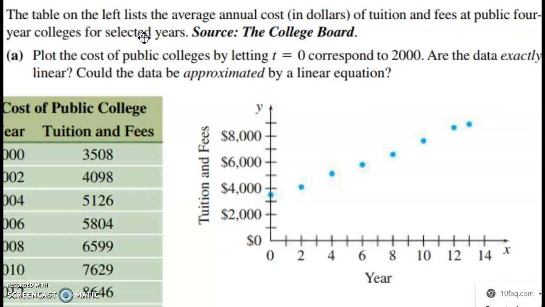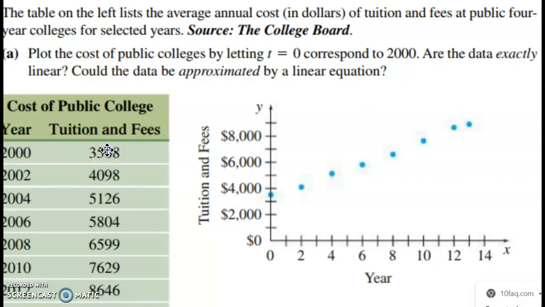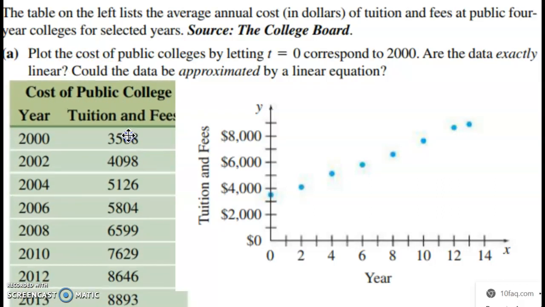Sometimes the data we actually get, we just plot it. This is how we started this unit, right? I was telling you about the cost of tuition. In 2000, it was $3,508. These are average annual costs at four-year colleges. In 2002, the average annual cost was $4,098, just tuition and fees, not room and board. 2004, and so on. So again, we'll let 0 equal 2000, 2 equals 2002, 4 equals 2004, etc.